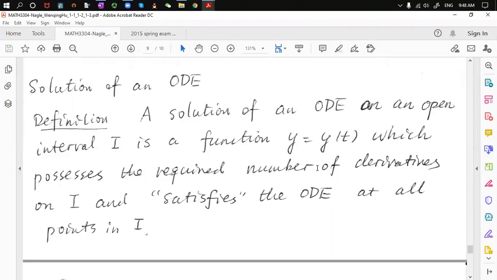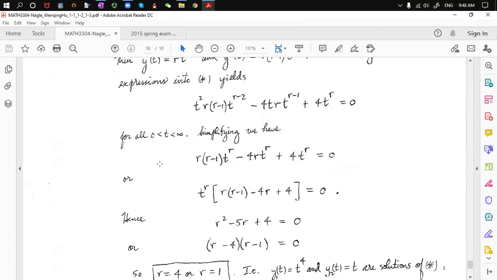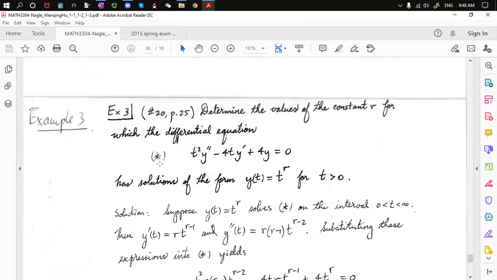By satisfying the ODE, it means that you plug this function and any necessary derivatives of it back into the equation, and it results in 0, an equality, which is almost a tautological notion. Just to show you one exercise that might give you the meaning of this: can you determine the value of the constant r for which such a differential equation has solutions of the form t to the power of r for t positive?